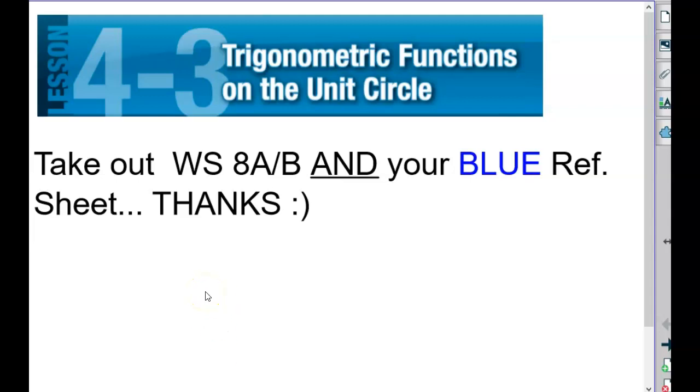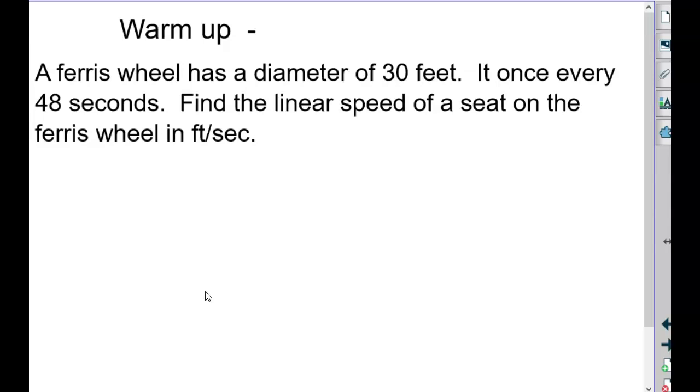Worksheet 8, and your blue reference sheet. Okay, I have a warm-up. This is very similar to number 3.